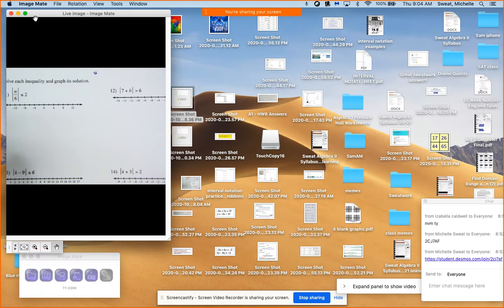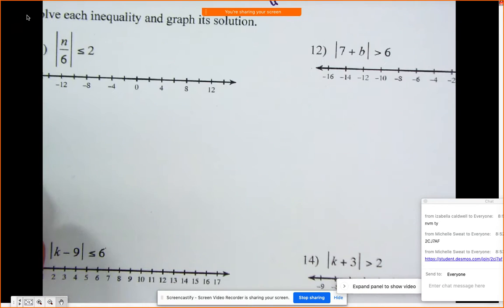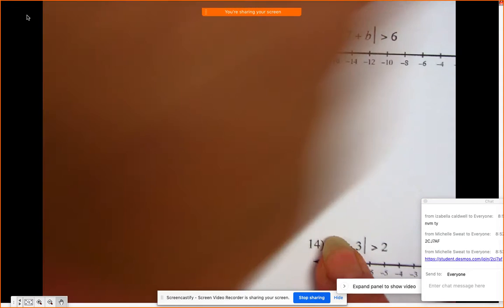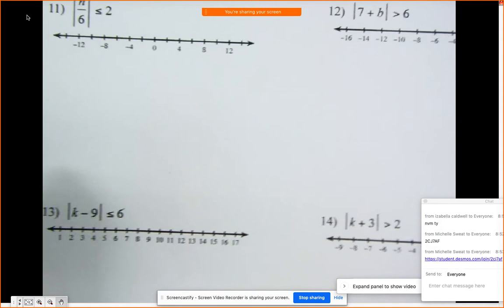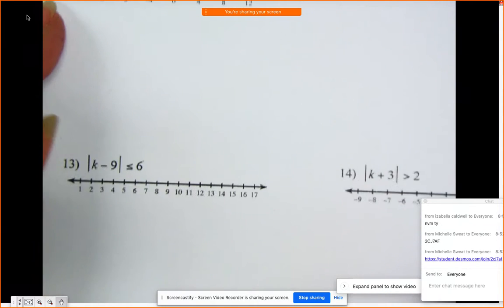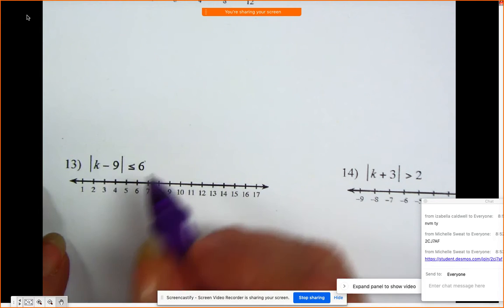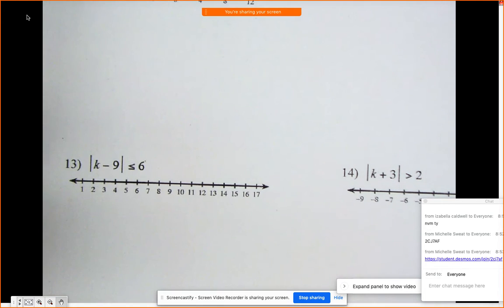Okay, now I'd like to work one that has a less than or a greater than. I might work two. I might work a less than and a greater than. So I will start with number 13. I'm going to look at this one, and you still follow the same rules.